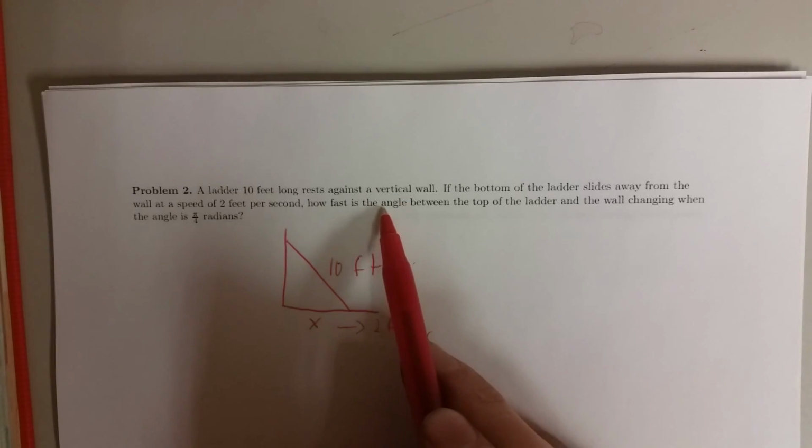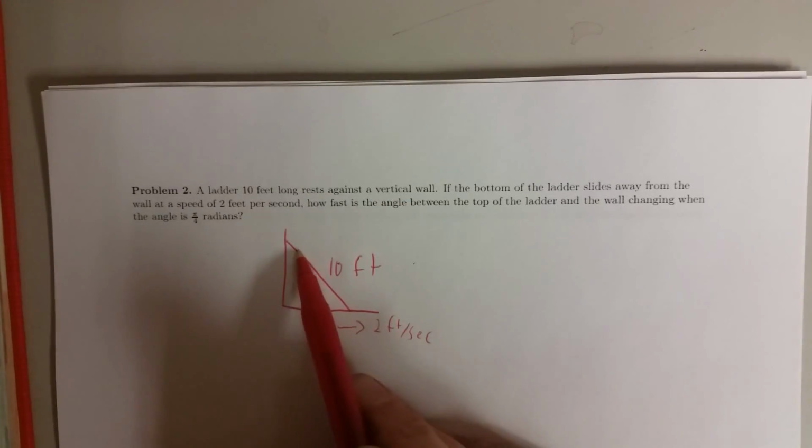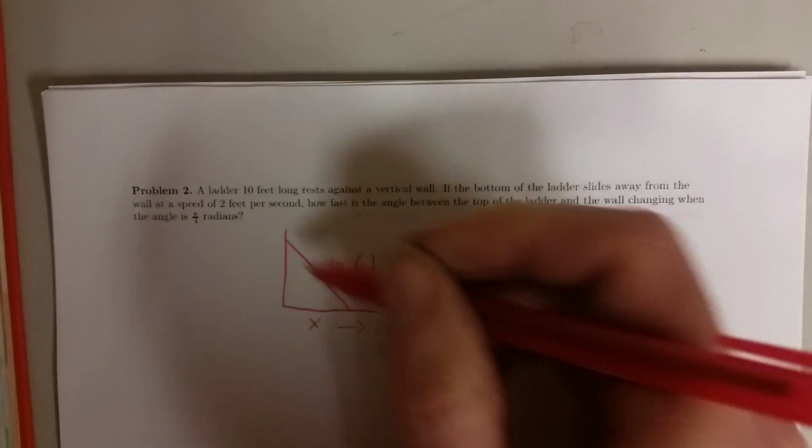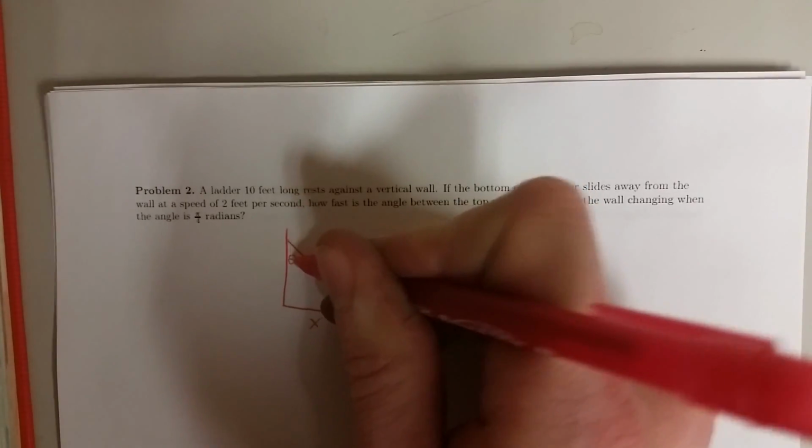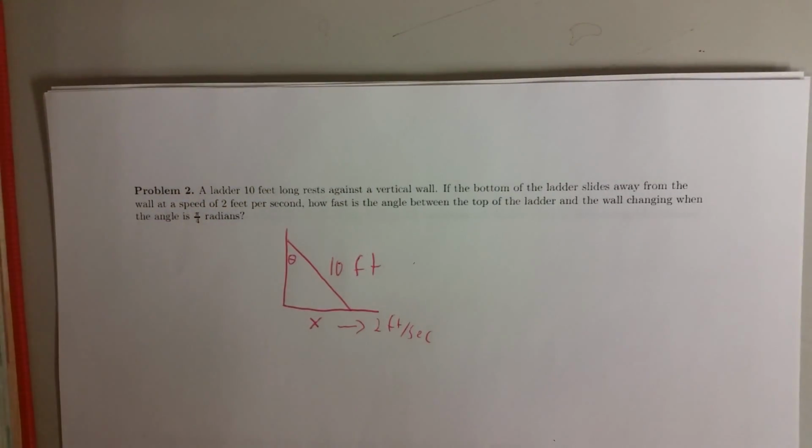How fast is the angle between the top of the ladder, right there, and the wall changing when the angle is pi over 4 radians? So there's my picture.